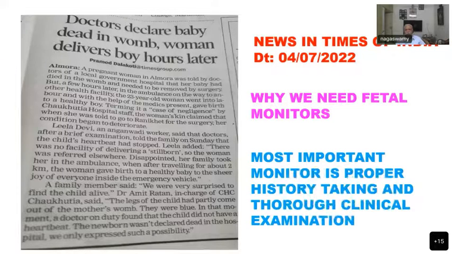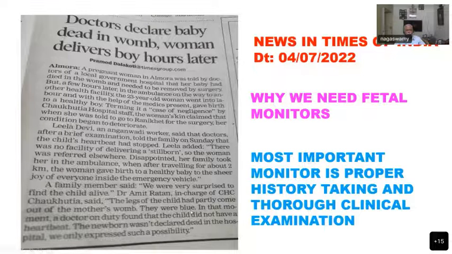And the most important monitor is proper history taking and thorough clinical examination. In a place called Almora, they said your baby is dead and we cannot deliver because of the stillbirth. And then she was taken in an ambulance. After traveling about 2 kilometers, the woman gave birth to a healthy baby, to the sheer joy of everyone inside the emergency vehicle itself. What the doctor said could not be managed in a hospital, she delivered beautifully inside an emergency vehicle. The legs of the child had partly come out of the mother's womb.